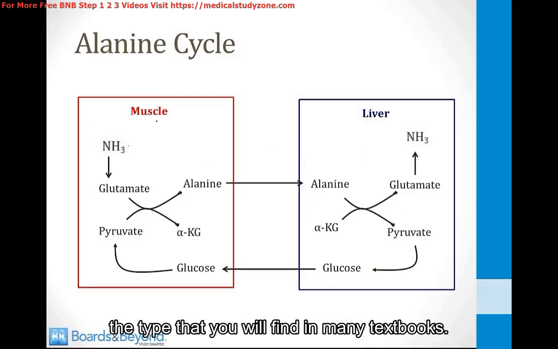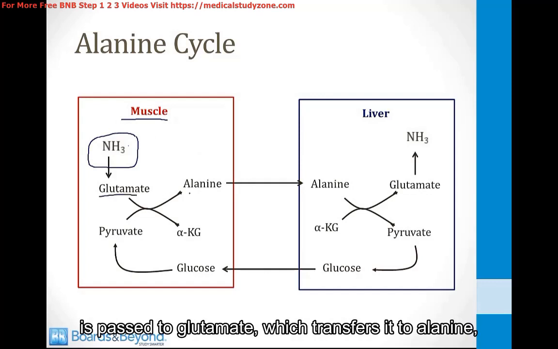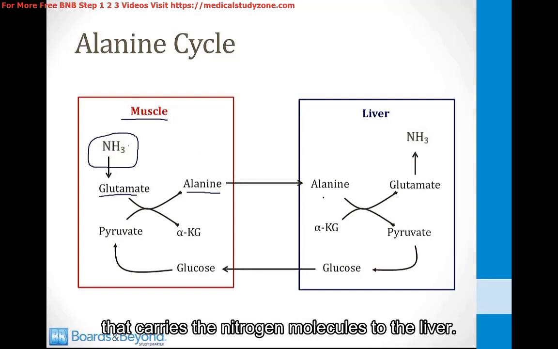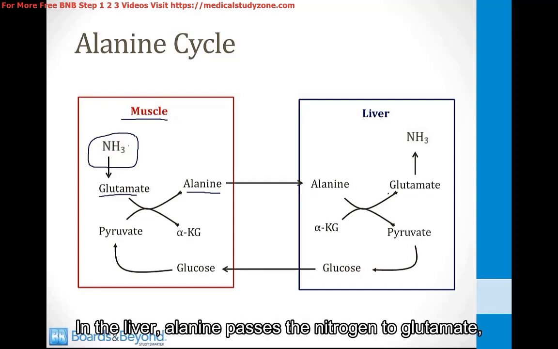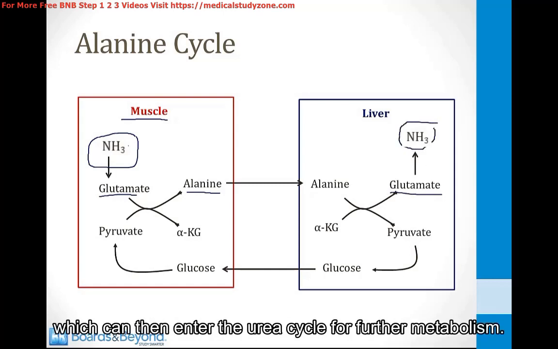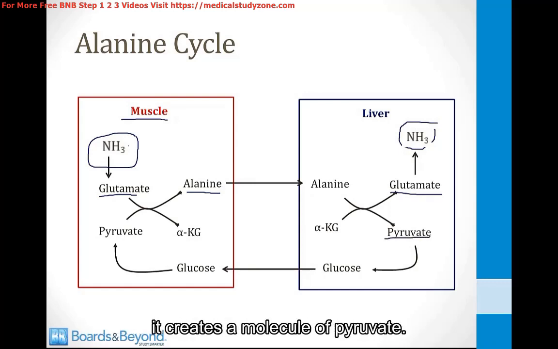So here's a picture of the alanine cycle, the type that you'll find in many textbooks. In muscle cells, the ammonia from amino acid breakdown is passed to glutamate, which transfers it to alanine, and alanine is the shuttle that carries the nitrogen molecules to the liver. In the liver, alanine passes the nitrogen to glutamate, which can then synthesize ammonia, which can then enter the urea cycle for further metabolism. When alanine passes the nitrogen to glutamate, it creates a molecule of pyruvate.